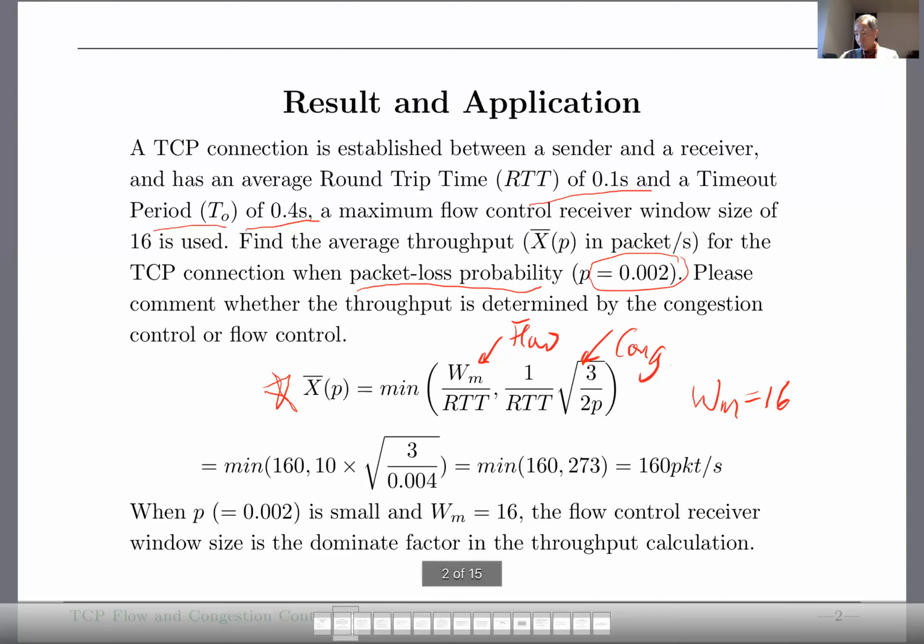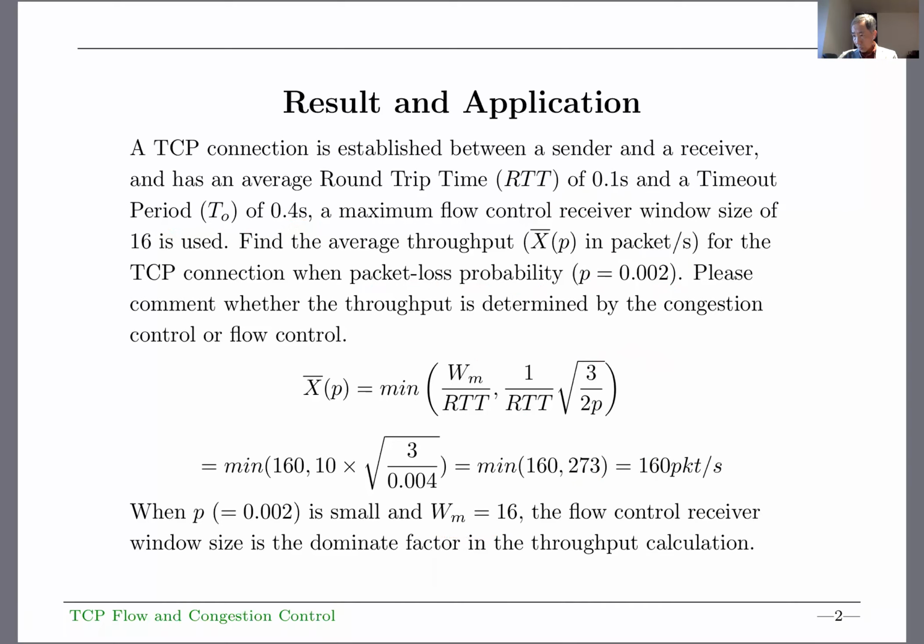So it is basically WM divided by RTT, which is 160. And the other, with p equal to 0.002, is 273. So the minimum of those two is 160 packets, which is based on the flow control. WM is 16, and the flow control receive window size is the dominant factor in the throughput calculation. With this, I will proceed and look into the details.